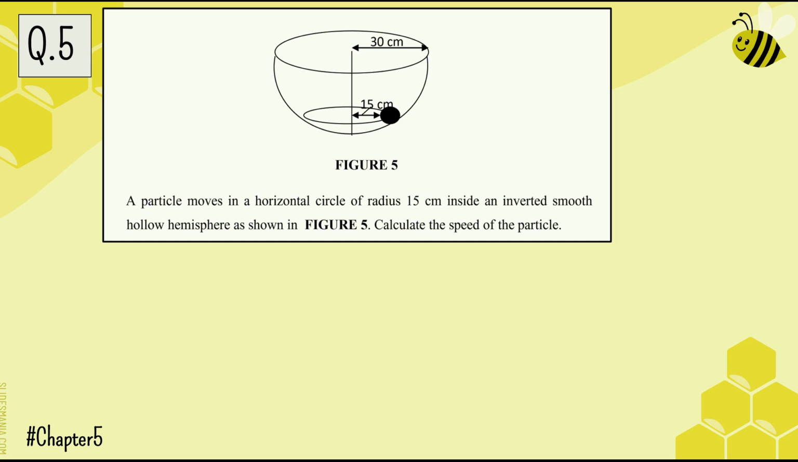Okay, the last question for this week is question number 5. So question number 5 is, again, we are testing you on chapter 5, circular motion. In this case, we have a particle that moves in a horizontal circle, okay, of radius 15. So this is our particle.